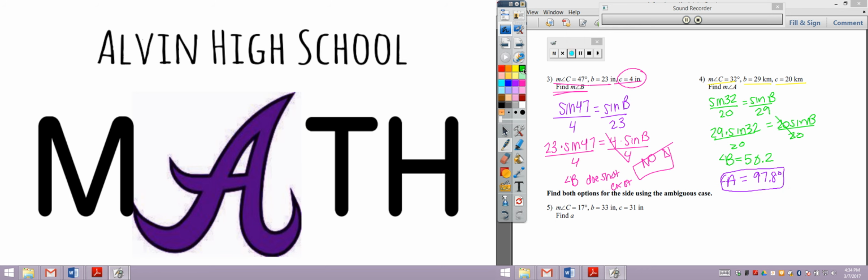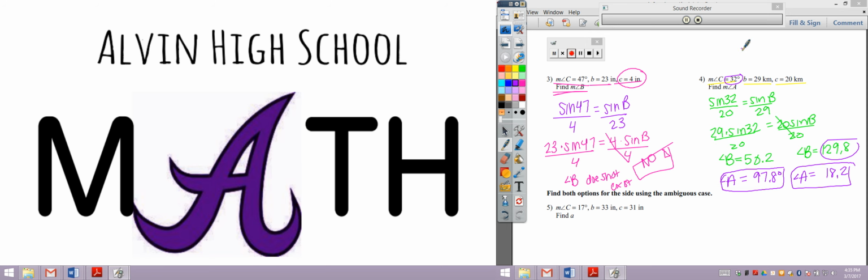Now I might have another angle B I have to check. Ambiguous case. So I take 180 minus this 50.2, which is 129.8. So these two are going to add to 180. Now I'm going to find if I have another angle A. So 32 plus 129.8, and I need to subtract those from 180. And yes, that leaves me with 18.2 as my other A.